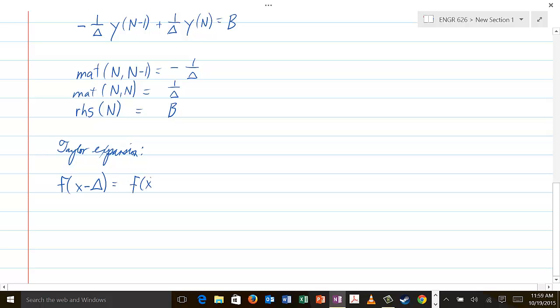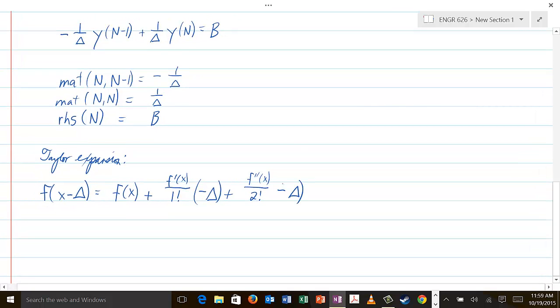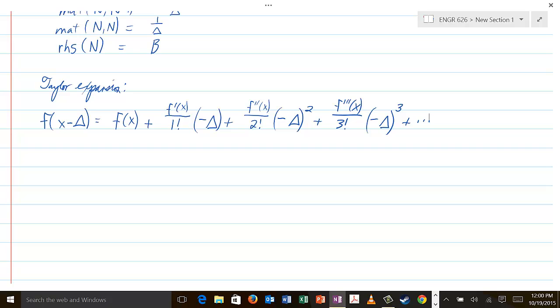So this will be equal to f of x plus f prime of x over 1 factorial times negative delta plus f double prime of x over 2 factorial times negative delta squared plus f triple prime of x over 3 factorial times negative delta cubed plus dot dot dot. And so if we rearrange this equation, we can write it in the following way. Let's take f of x over to the left hand side of the equation. Well, let's do it one step at a time.